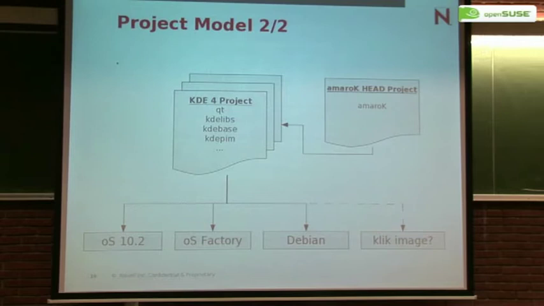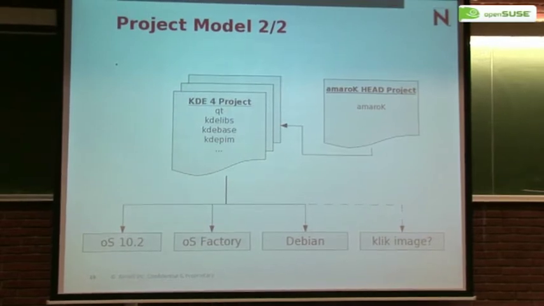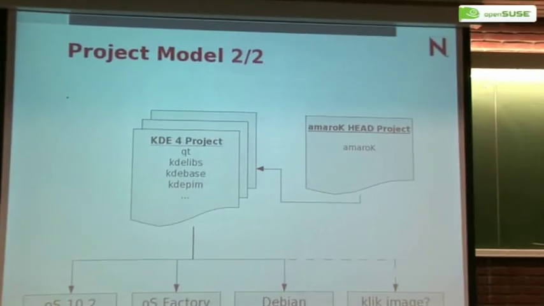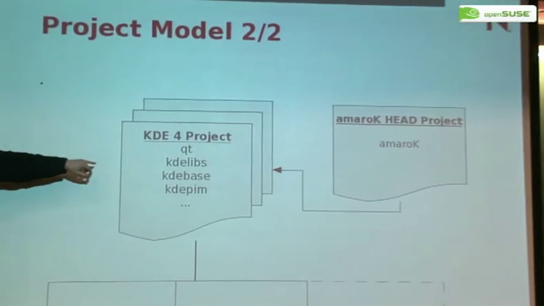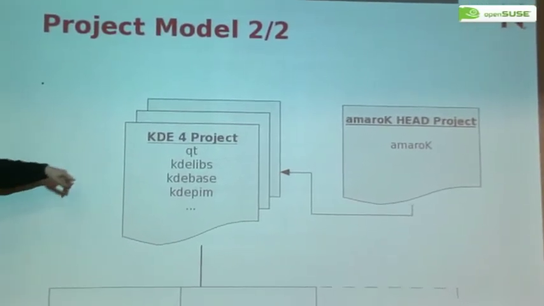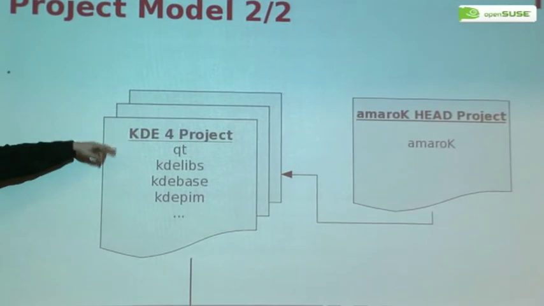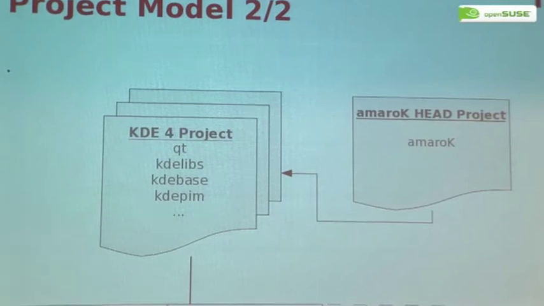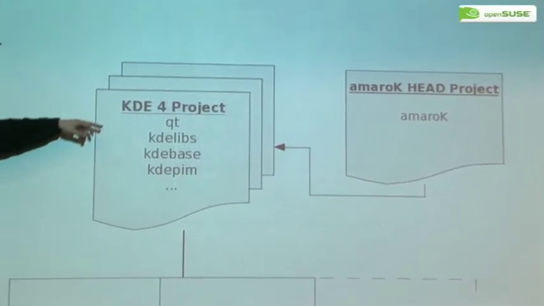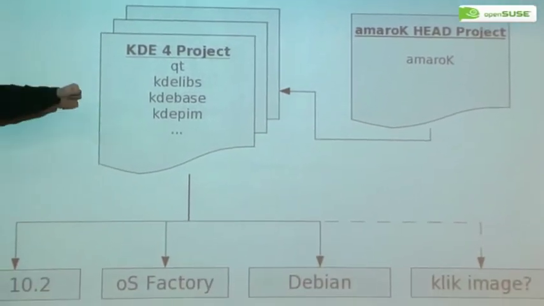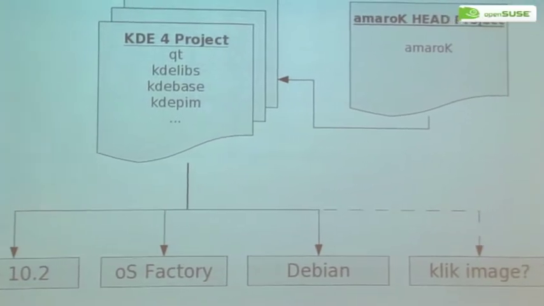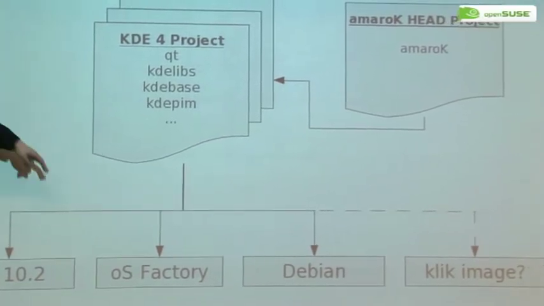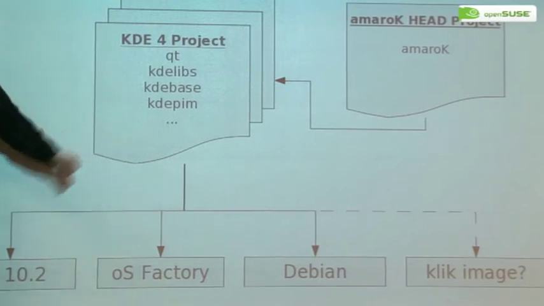Just an example visualization. It's a very simple example. So there is a KDE4 project. Actually, meanwhile, there are multiple KDE4 projects. In this KDE4 project, there are a number of sources, and the project defines for what it gets built. So if someone changes something in KDE base, for instance, it gets rebuilt for OpenSUSE 10.2, OpenSUSE Factory, Debian, whatever.